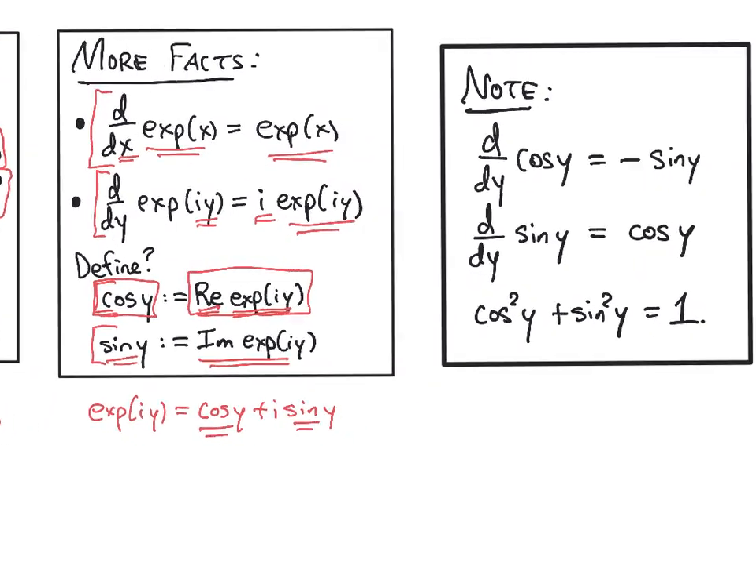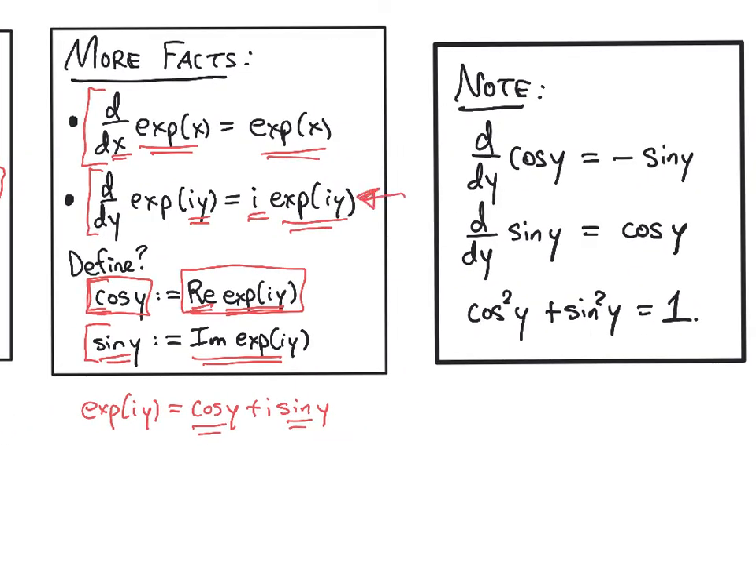And by the derivative property right here, you get that the derivative of cosine, well, you calculate it by taking the real part of i exp of iy, which gives me minus sine, and then likewise the derivative of sine will come out to be the imaginary part of i exp of iy, which is cosine. So these are the usual properties. And again, exp of iy is on the unit circle, so cosine squared plus sine squared is 1.